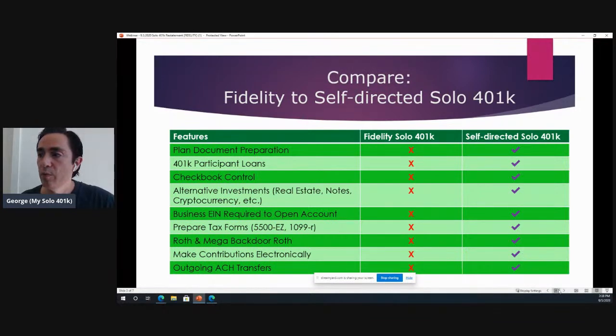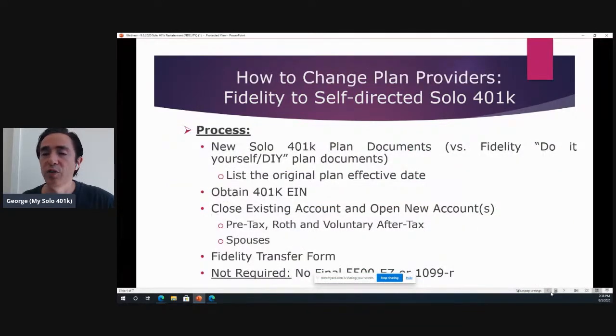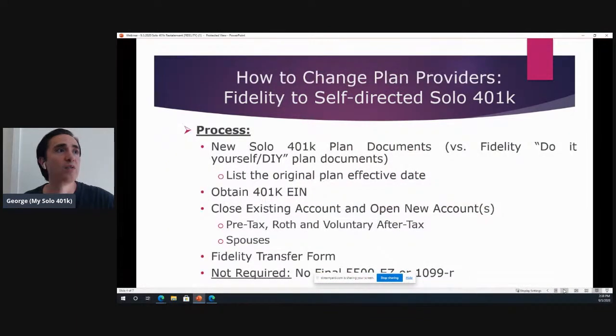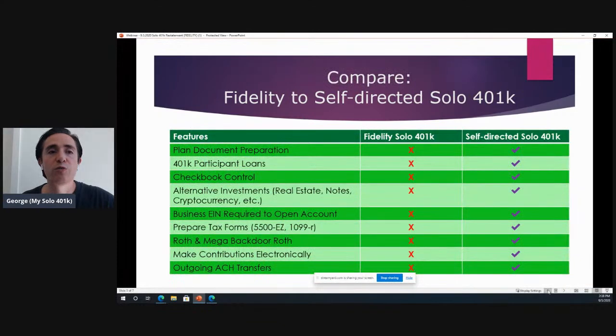So before we go on to the next slide, we're going to switch gears and talk about the process, how to change plan providers. But before we do that, I'll encourage folks to ask questions because I know we went through that list pretty quick. So if you have questions, please go ahead and ask. But in the meantime, while you're teeing your question up, we'll answer the question that was asked at the beginning.